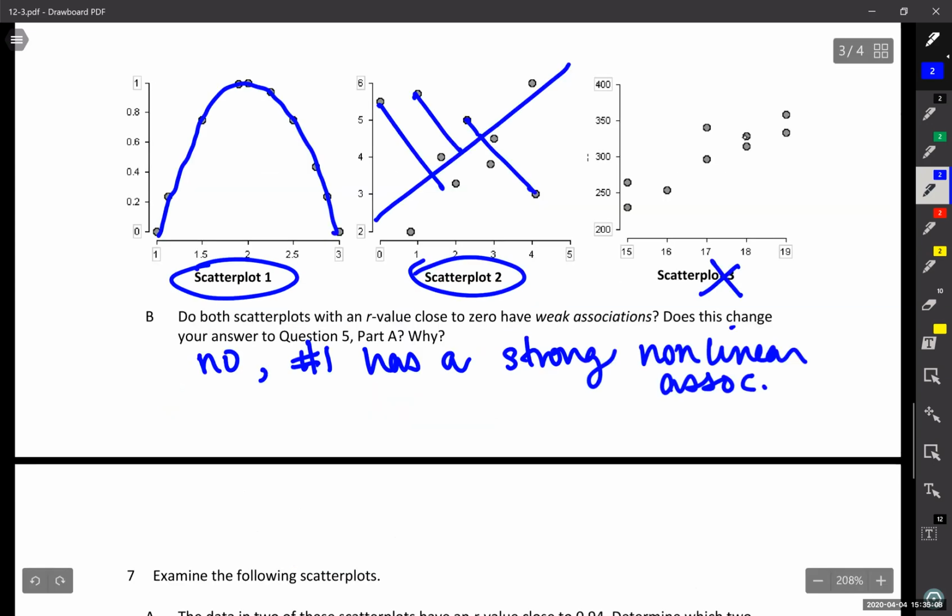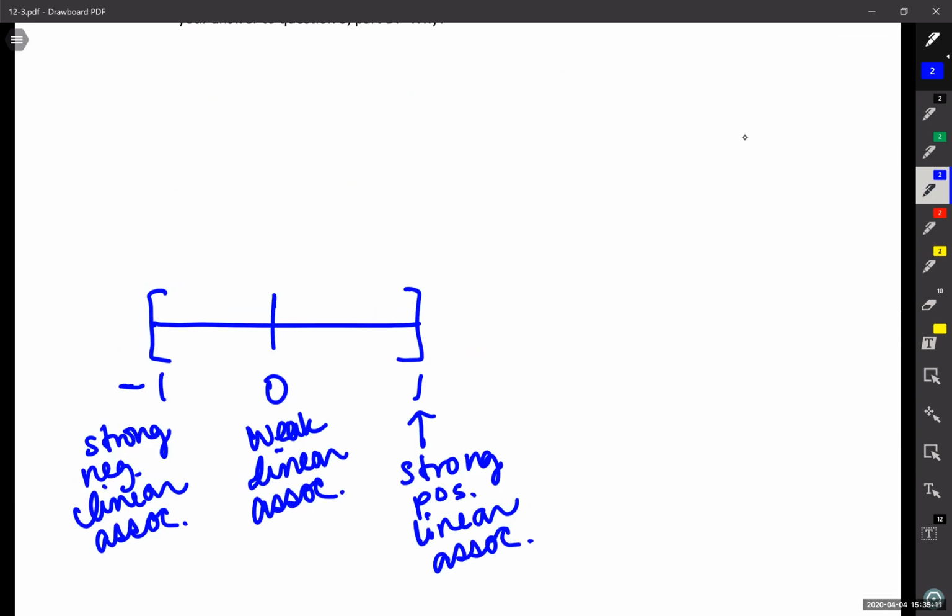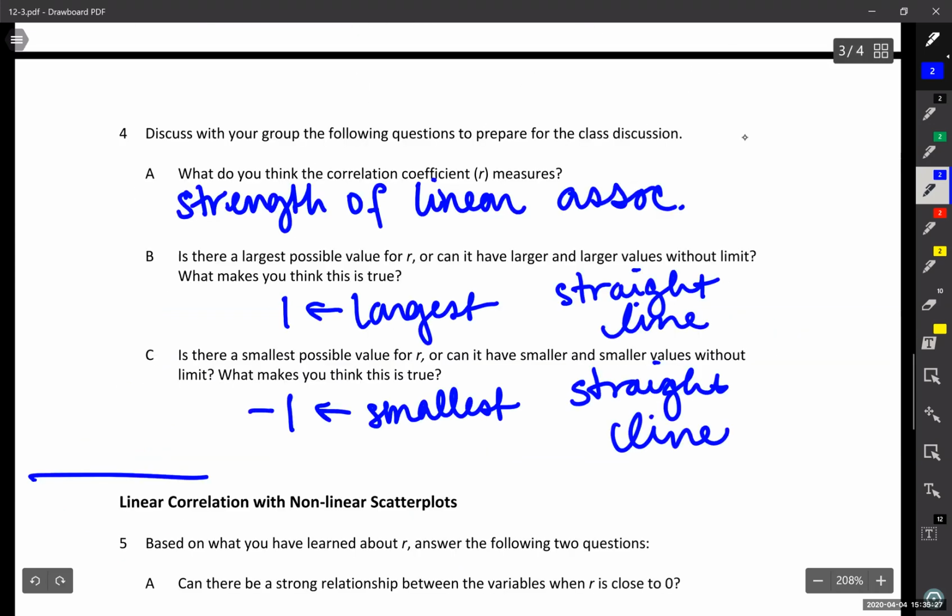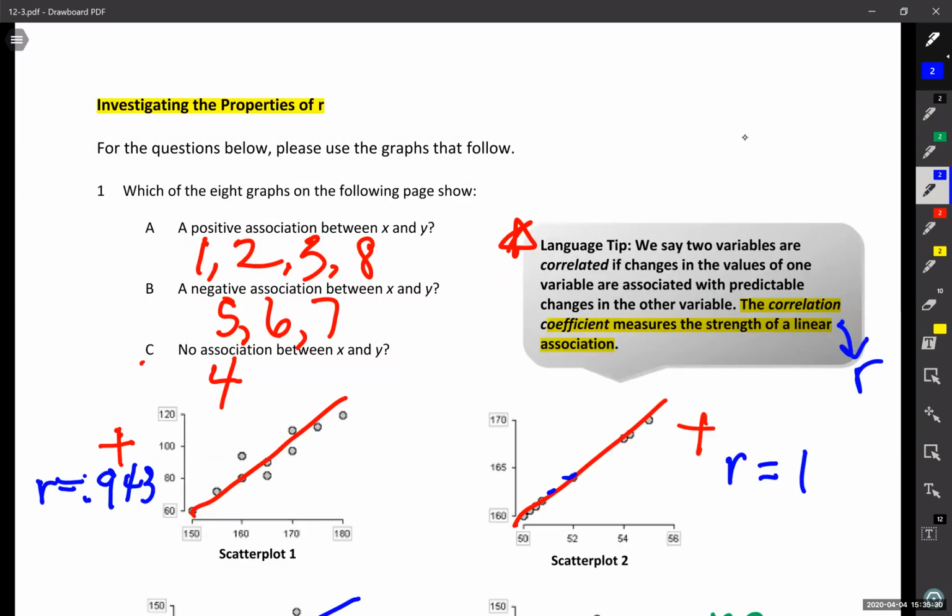So going back to what we wrote here, I wrote the word linear on all of these because R is only talking about straight lines. R is talking about linear. Where did we see that before? Right here, highlighted. The correlation coefficient measures the strength, and linear association, I guess, is one phrase. It's measuring the strength of association with a straight line.